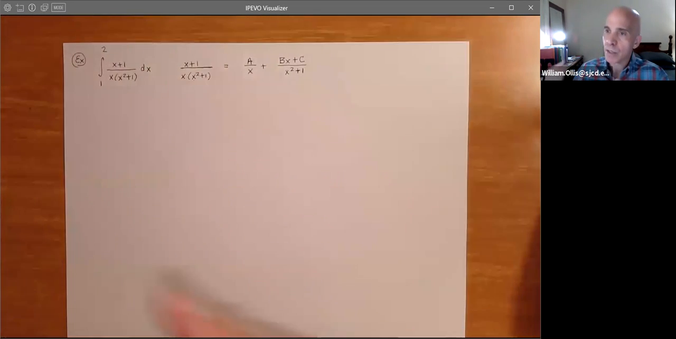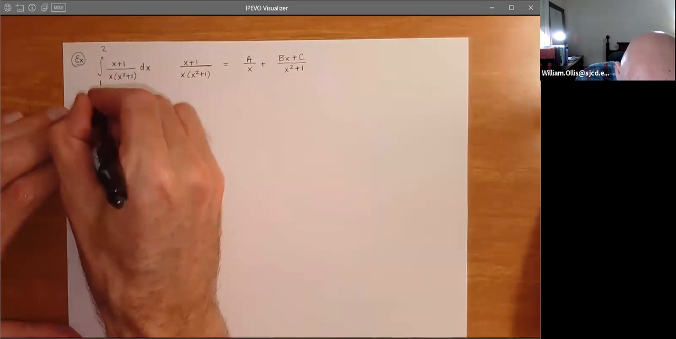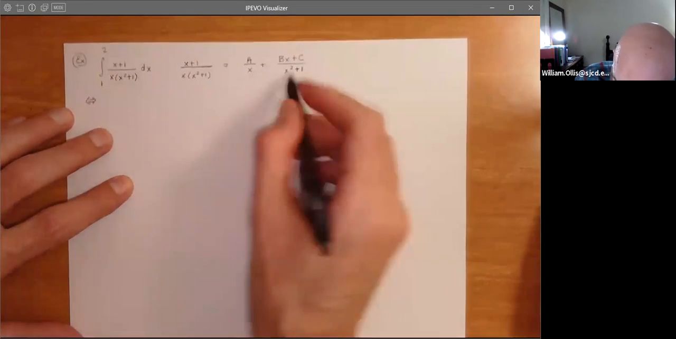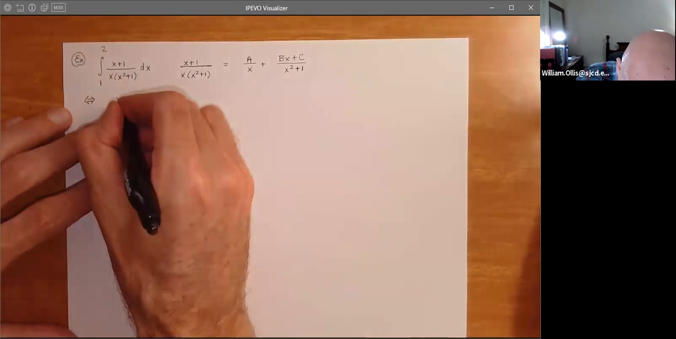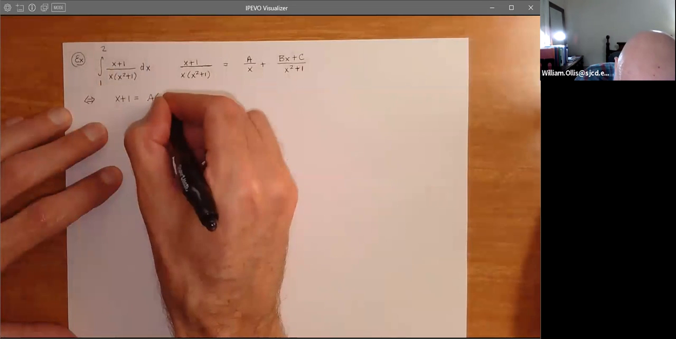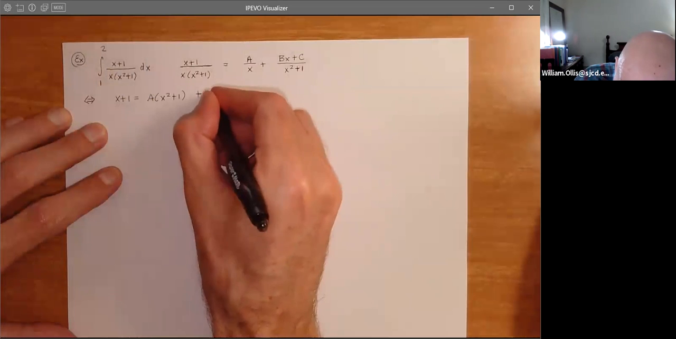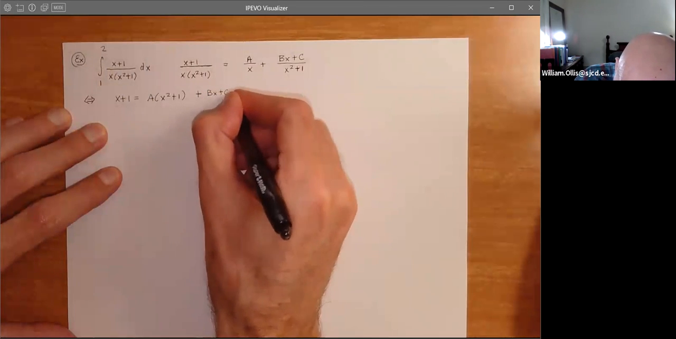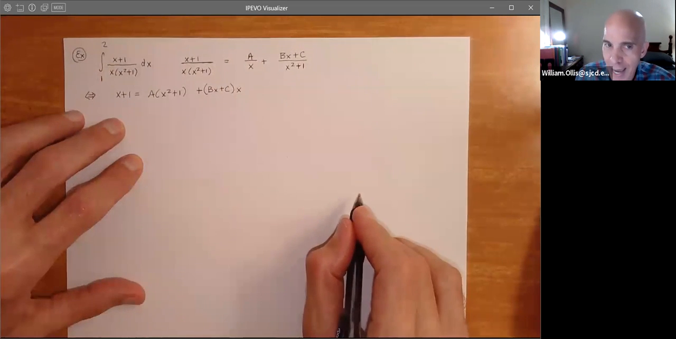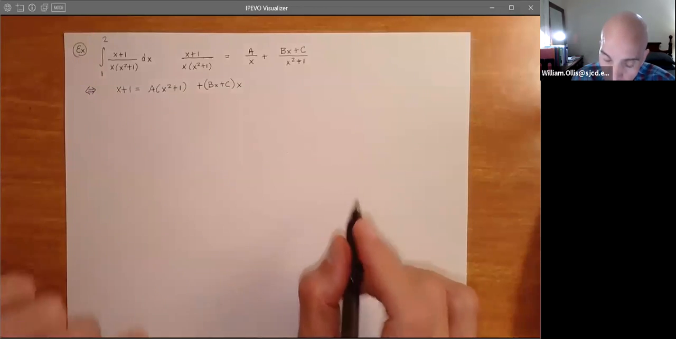And then we can do the backwards process. So at this point, just like we did before, let's go ahead and clear denominators. So multiply through by x times (x squared plus 1). So we get x plus 1 equals a times (x squared plus 1), the x is absorbed, plus bx plus c times an x. So this is not as busy as the last one, but it does present some good practice with the definite integral.